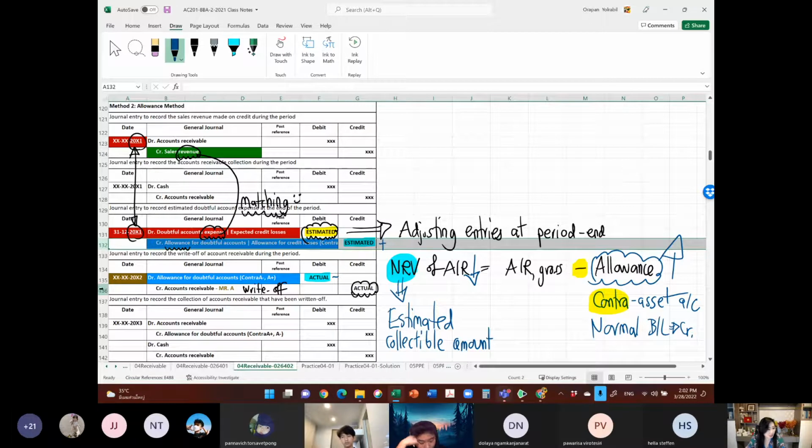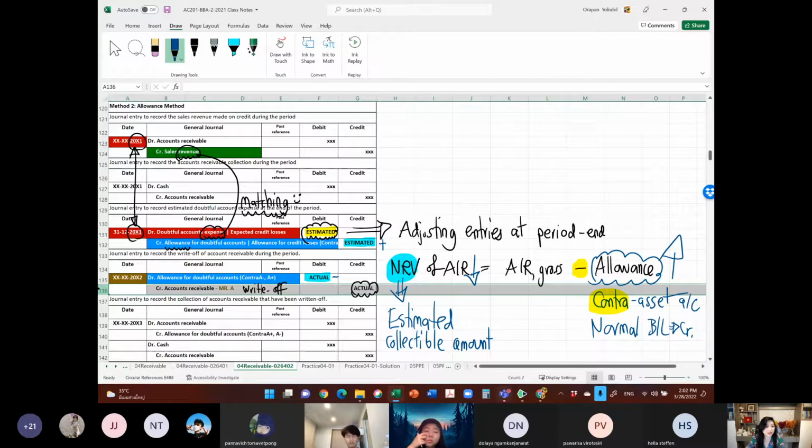And then later on, when time passes, maybe in year 2, year 3, year 4, or whatever the time is, when you know for sure that your customer will not be able to make the payment, let's say it's Mr. A, you would then at that time reduce or write off Mr. A's accounts receivable. Write off meaning delete, meaning reduce, meaning take out. So over here, you write off the accounts receivable that belongs to Mr. A. And at the same time, you reduce the balance of the allowance account.